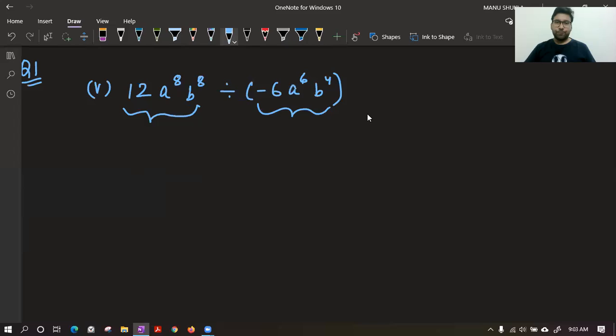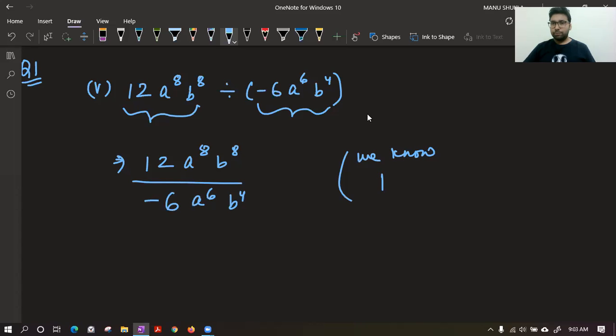Okay. Now, this was the fifth part of question number one, in which both are monomials. Very simple. You have to write it like this: 12 a power 8 b power 8 upon minus 6 a power 6 b power 4.